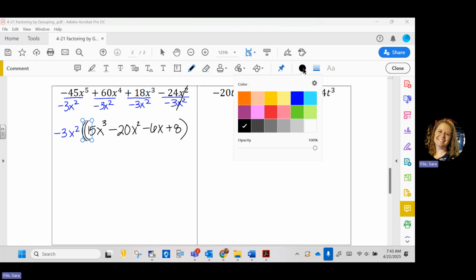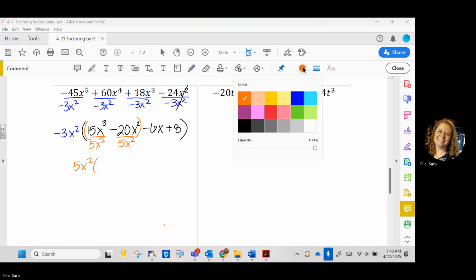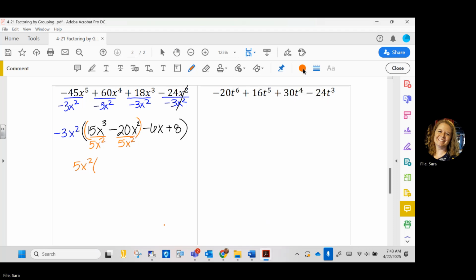Oops, that's supposed to be orange. First group, what's the GCF here? 15x cubed minus 20x squared. Definitely both divisible by 5, and then x squared. That would leave me with 3x minus 4.